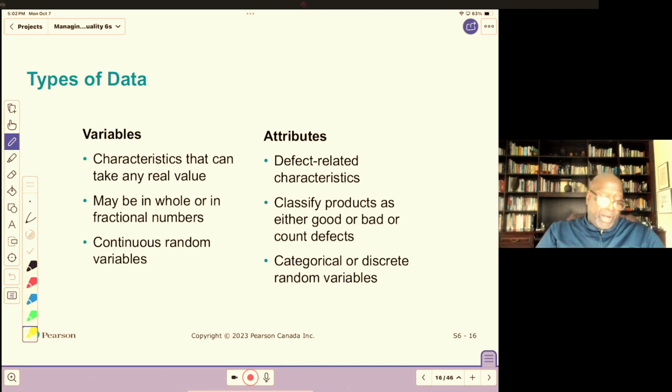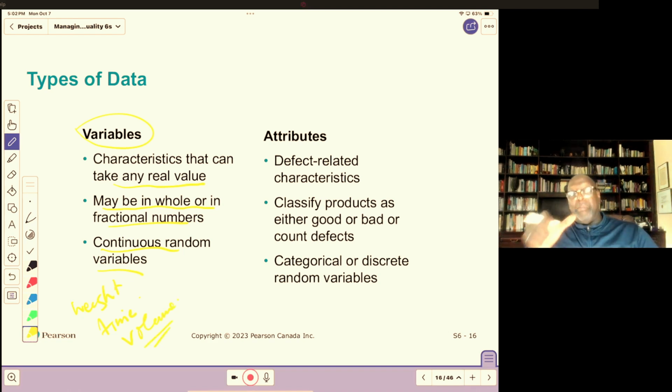Now, the kind of charts we use will depend on the kind of data that we have. We have two main types of data: variables, and these are usually things that we can measure, characteristics that can take any real value, maybe in whole or fractional numbers, and we can express it using continuous random variables. So weight, time, volume, etc. Anything that we measure, we will consider a variable.